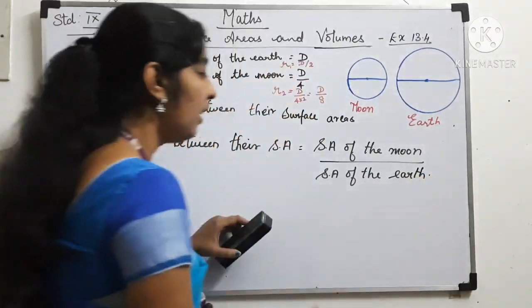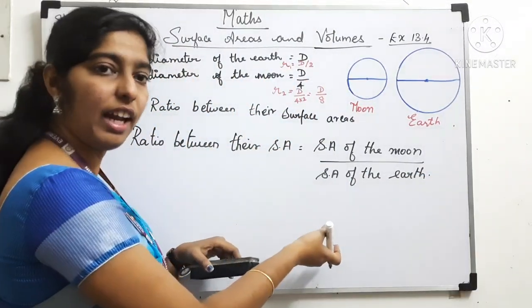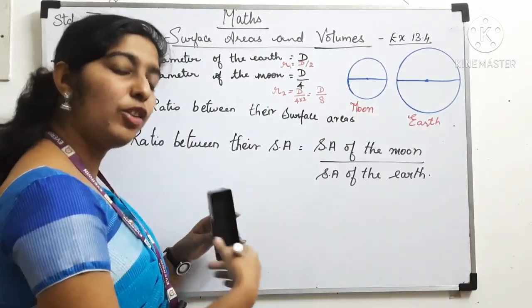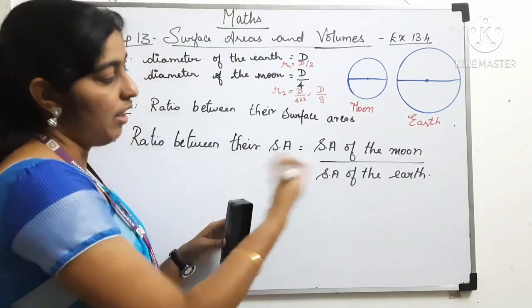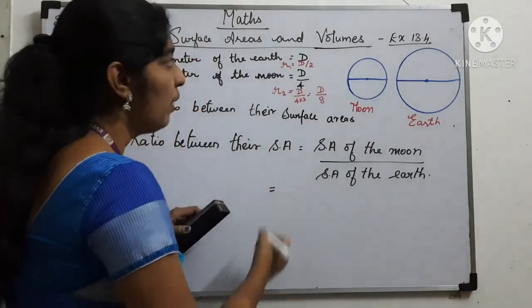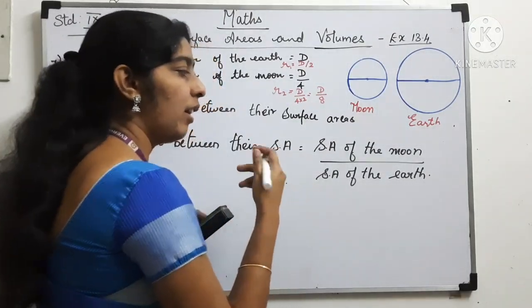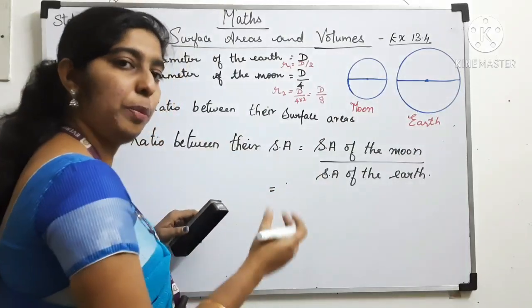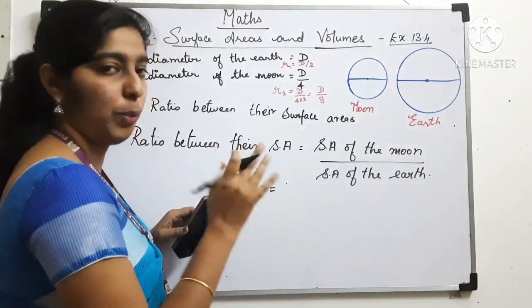Yesterday I told you, right? To find the ratio, we can first write it as a fraction, then after reducing, we can write it in ratio form. So the surface area of the moon is equal to, what is the shape of the moon? Sphere shape. As well as the earth is also sphere shape. So here we are going to use the sphere formula.